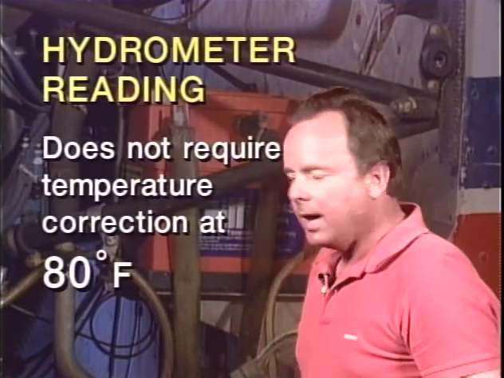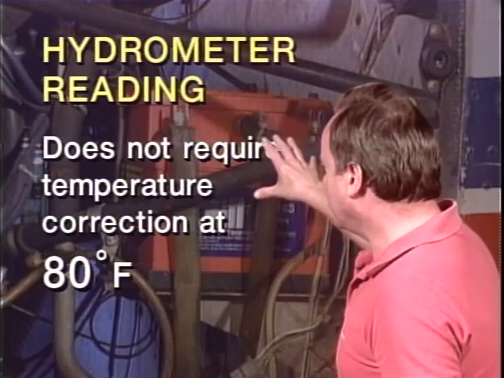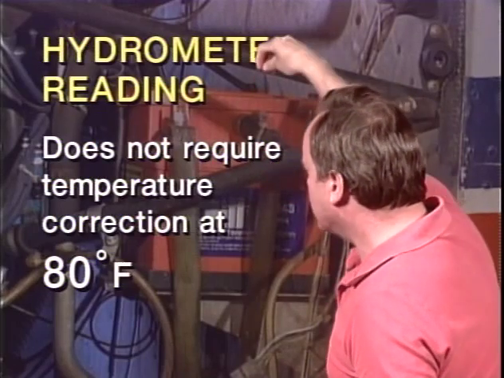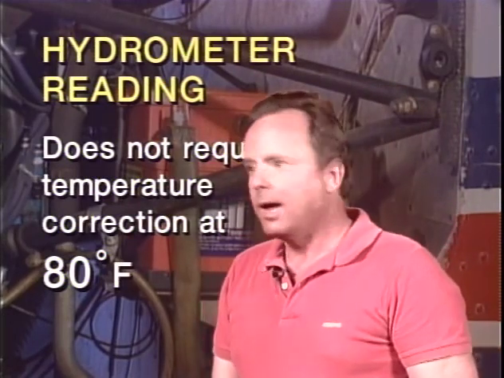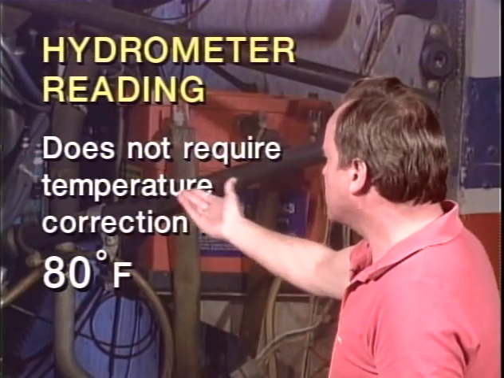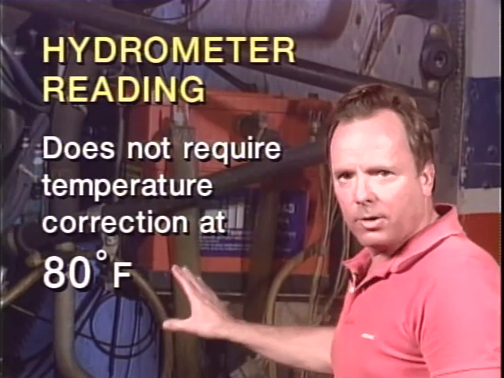Another question they ask you about is a hydrometer reading. What you do is you can measure the charge of a lead-acid battery by measuring the specific gravity of the electrolyte with the hydrometer. And they want you to know that a hydrometer reading does not require a temperature correction at 80 degrees Fahrenheit.